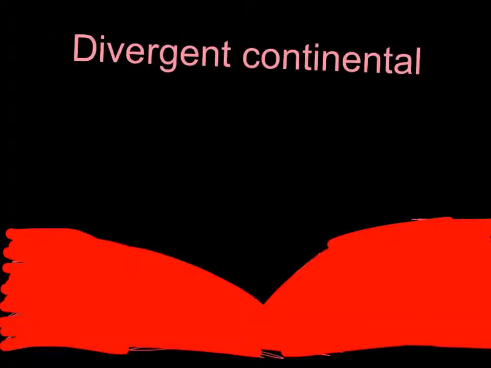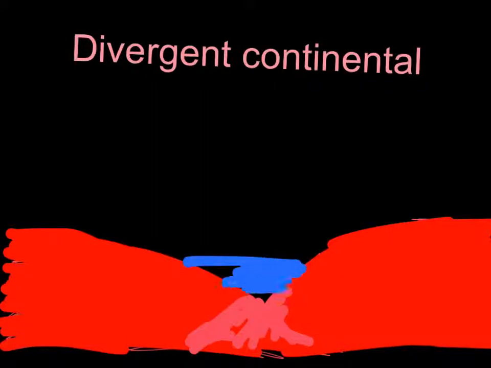Divergent continental is where two continental plates are sliding away from one another, creating a valley where the plates should be connected. The valley splits, and then sooner or later, water is going to fill in the valley.